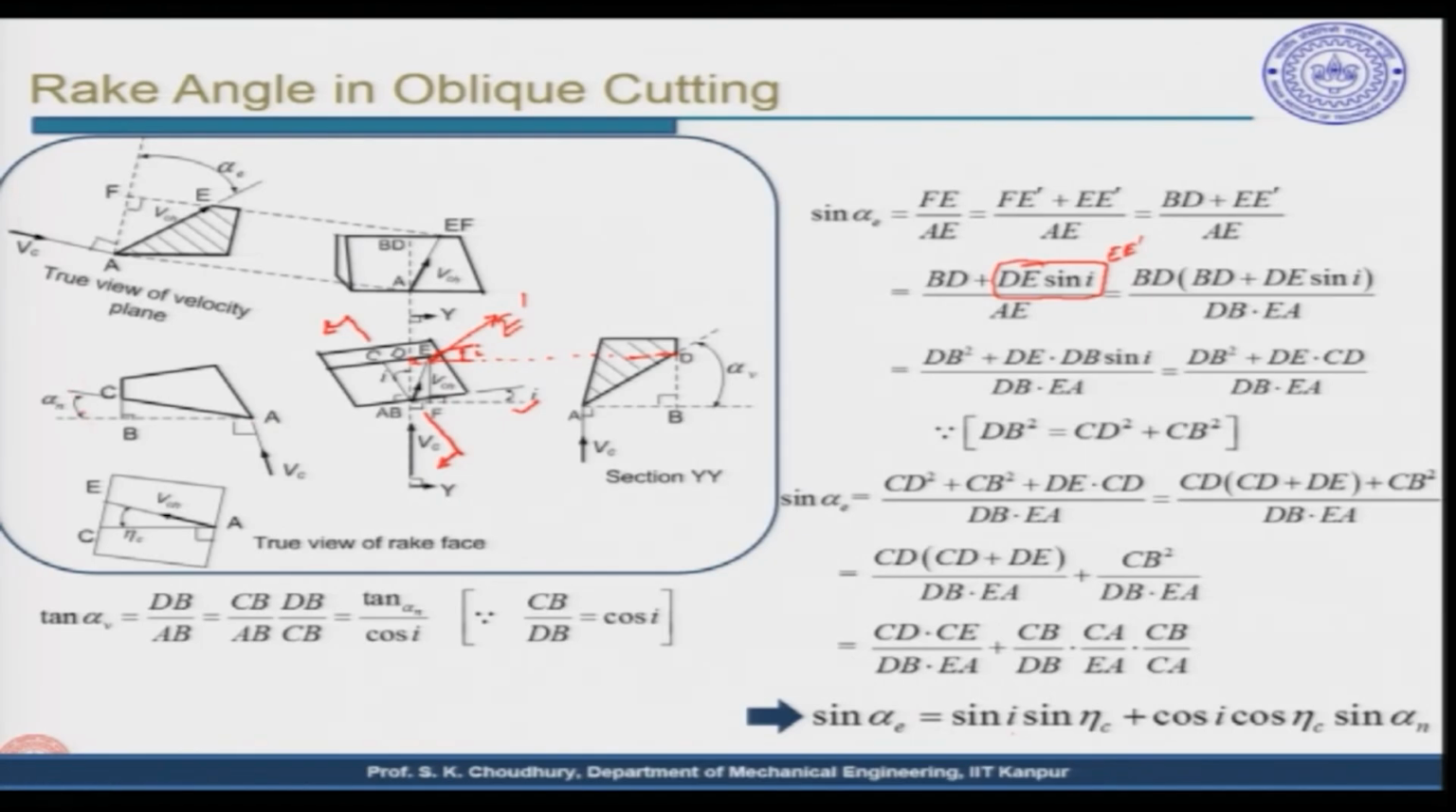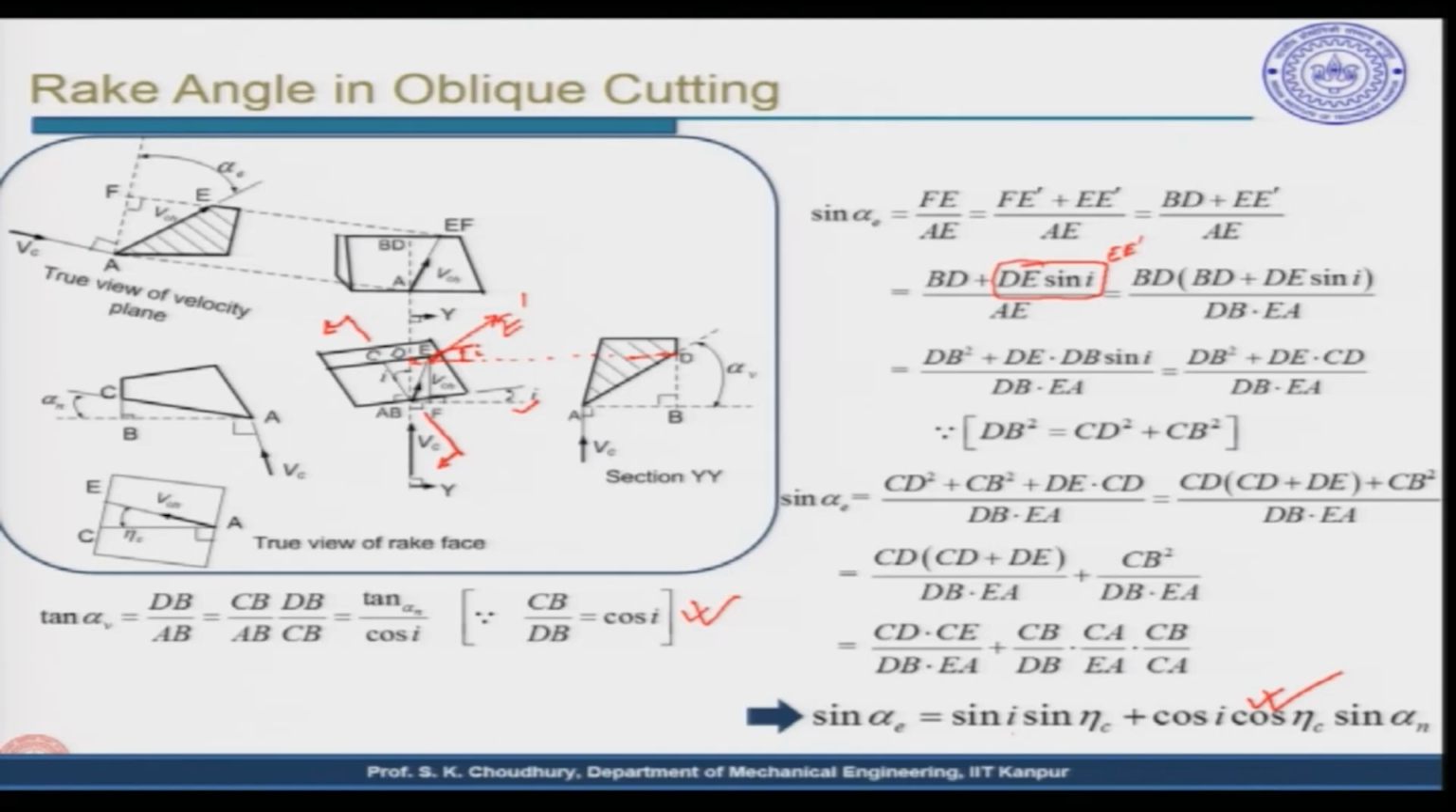And the effective rake angle is the rake angle between the rake face and a line perpendicular to the cutting velocity vector, measured in a plane where both the cutting velocity and the chip velocity vectors exist. After that it is simple geometry, and through the geometry you can find the relationship between the angles alpha e and alpha v. This is the idea of the rake angles in oblique cutting overall. I hope this is clear.